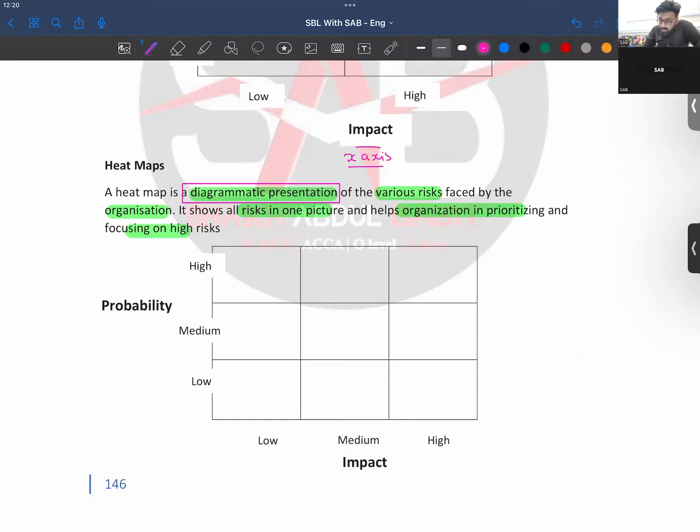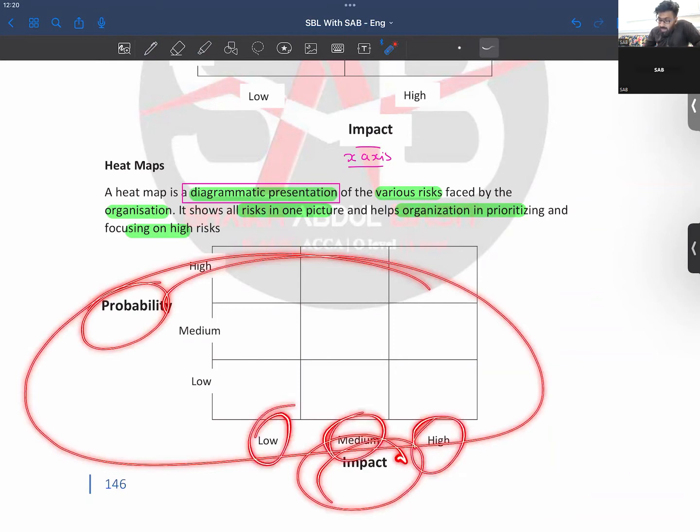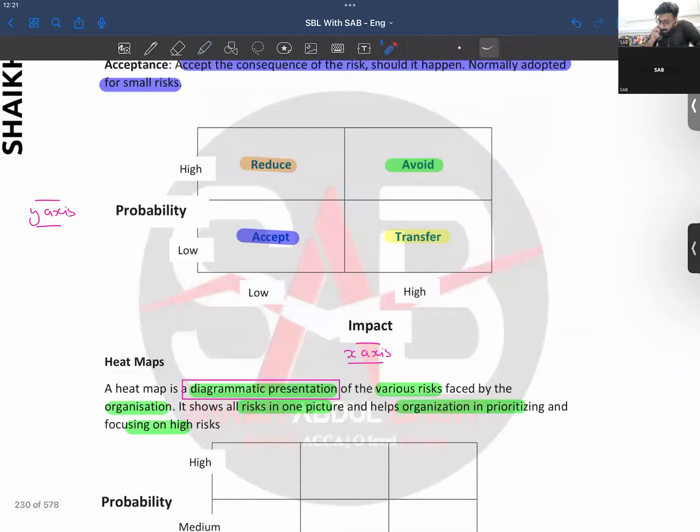So this is the structure of a heat map: probability and impact, low, medium, high, low, medium, high. That's your risk heat map. Any questions?